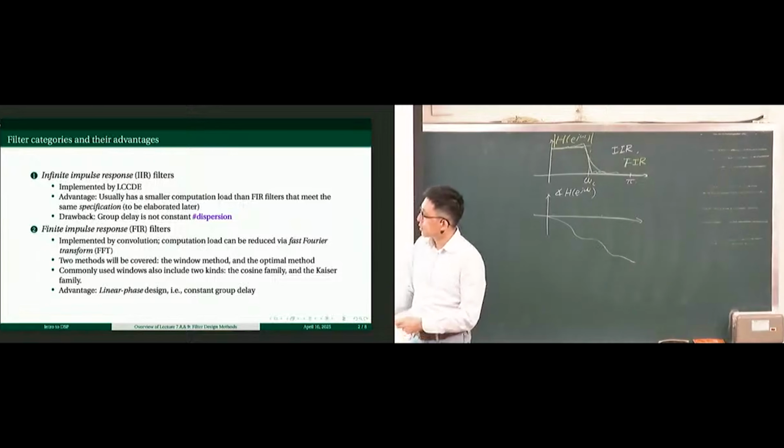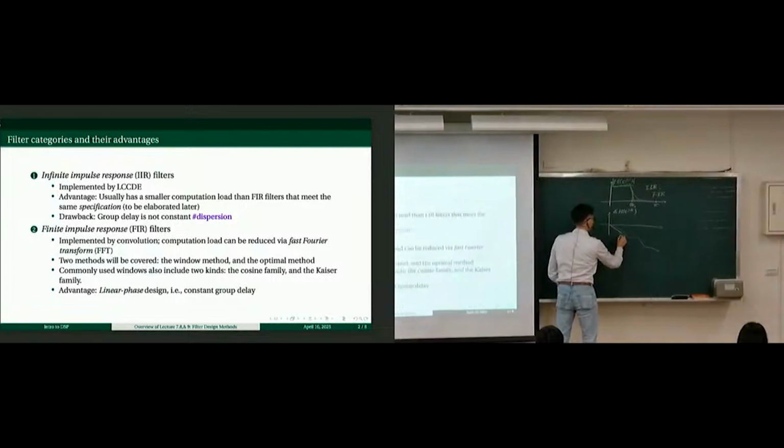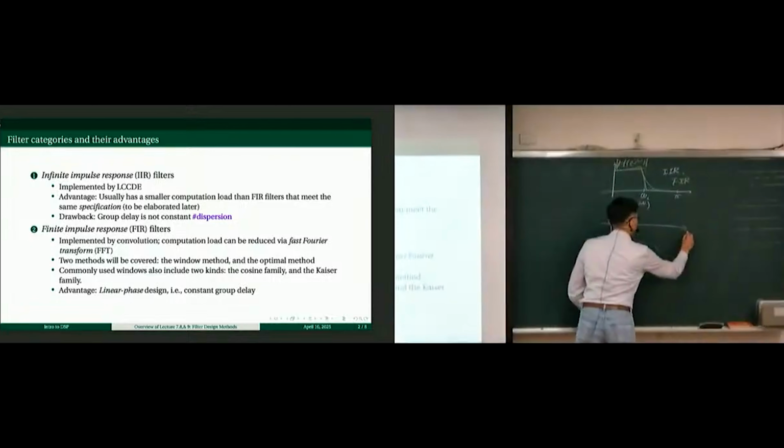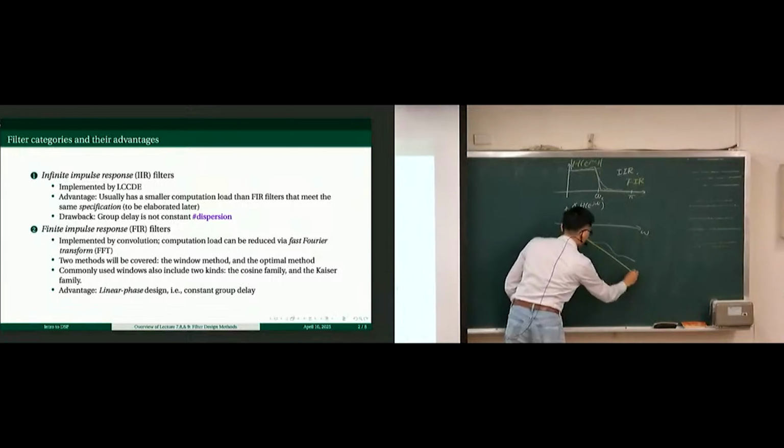I'm pretty sure the group delay is what? The group delay, if you recall, is the slope of the phase response, right? And the slope is never constant. It's never going to be a straight line. Whereas in FIR, you can have a straight line, everywhere the slope is a constant, or just for the time being, let me just draw a straight line.